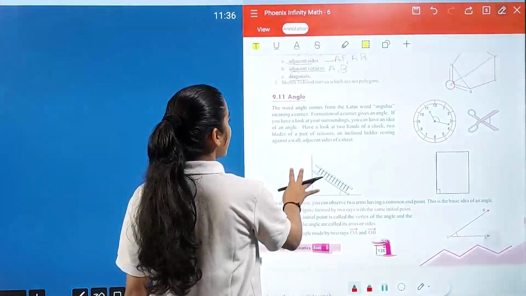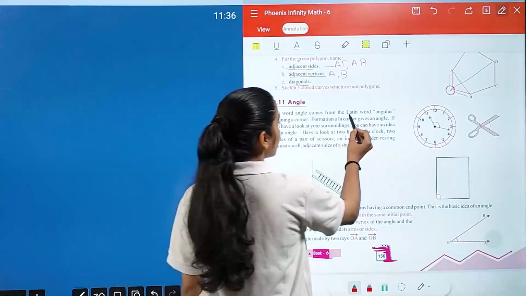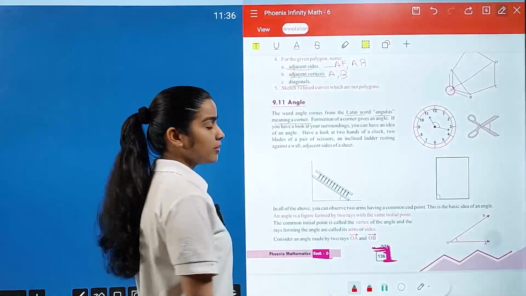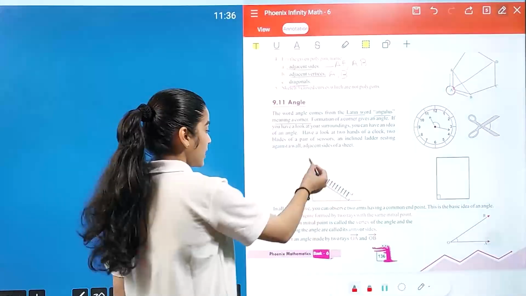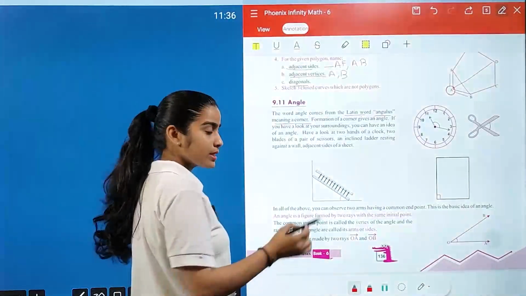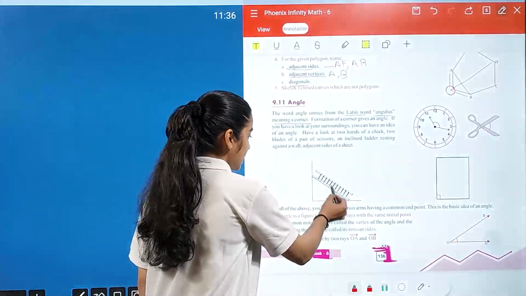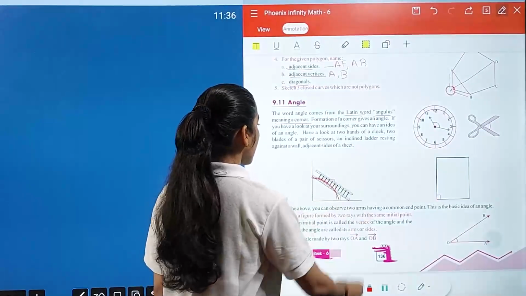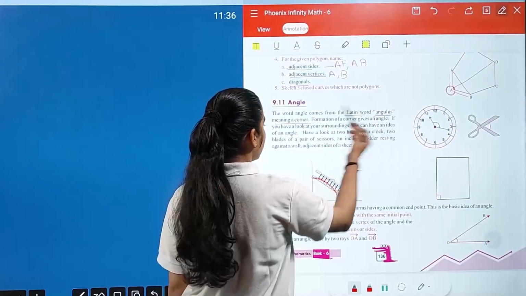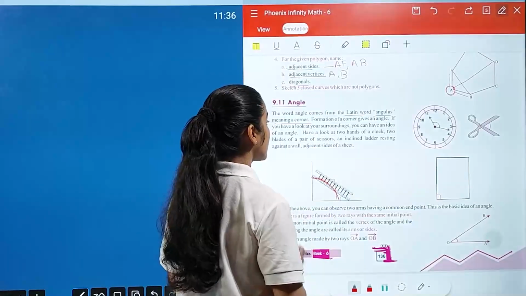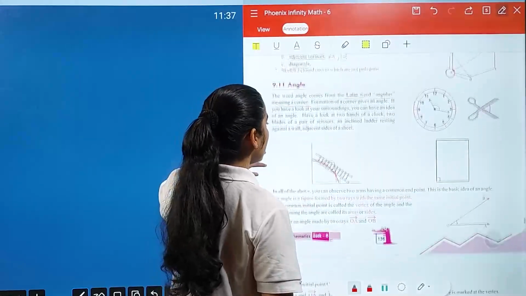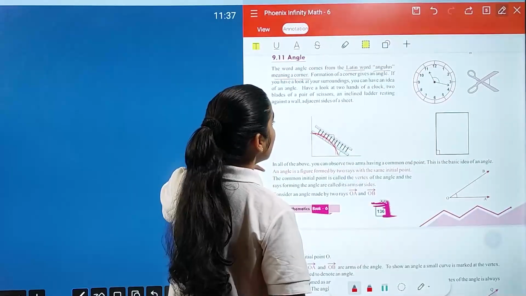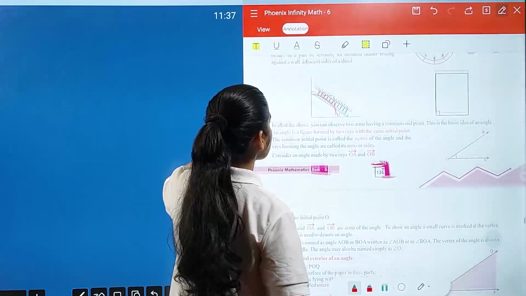So next concept we have angle. The word angle comes from the Latin word angulus, meaning a corner. So for forming an angle we have to use two rays, and when we have a common vertex in two rays, this is the formation of our angle, and you can make an angle like this also. So formation of a corner gives an angle. If you have a look at your surroundings, you can have an idea of an angle. Have a look at two hands of a clock, two blades of a pair of scissors, an inclined ladder resting against a wall, adjacent sides of a shape.